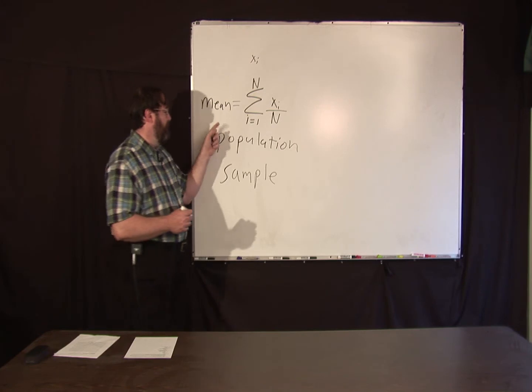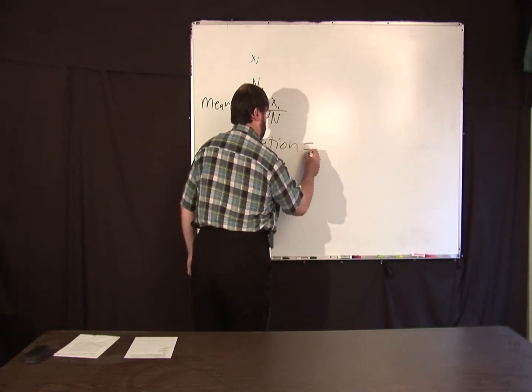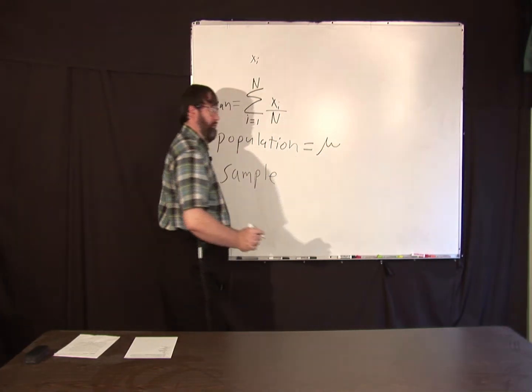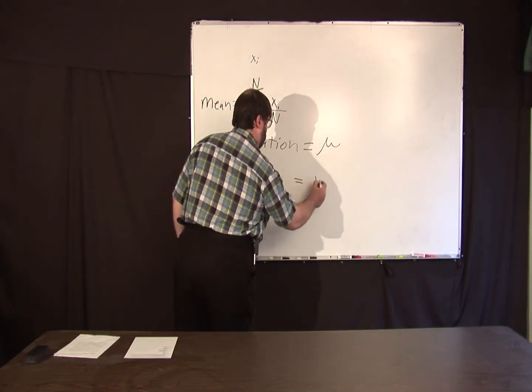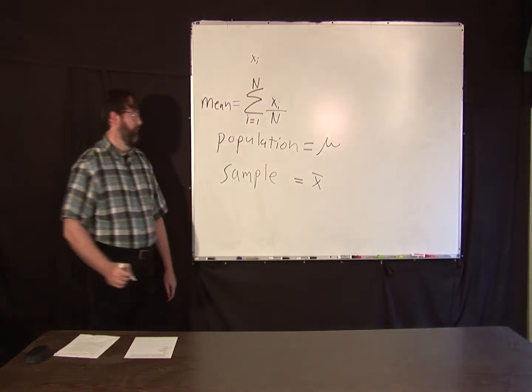The mean of the population is usually given the symbol mu, lowercase Greek mu, and the sample mean is usually written x bar.